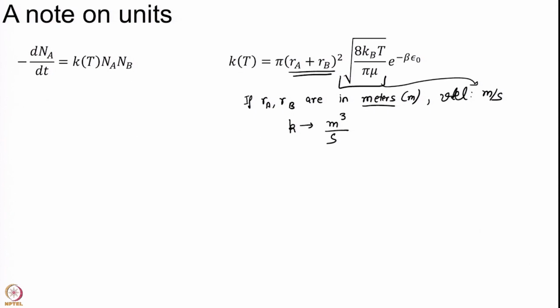But the typical experimental units of rate are in liters, mole inverse, second inverse. So, first thing is, if we want to compare to experiment, these are the units we want to calculate in. By the way, often in literature you will also find dm cube, mole inverse, second inverse, where 1 liter is equal to 1 dm cube. So, these two are identical.